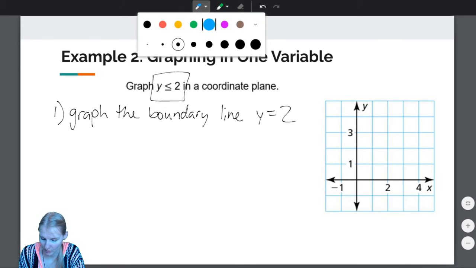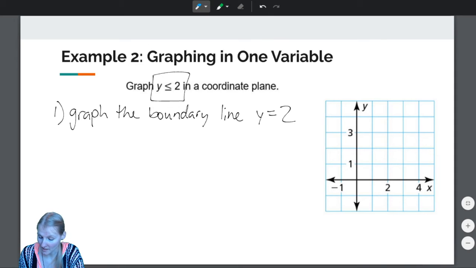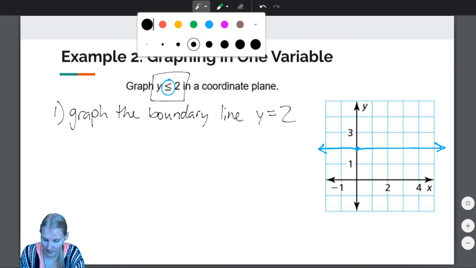I'm going to do it in blue. So remember, y equals 2 means that I'm at 2 on the y-axis, and my line goes through the y-axis at 2. Now, I did a dashed line, but that's not right. I should have a solid line, because I'm less than or equal to, I should be a solid line. Okay.